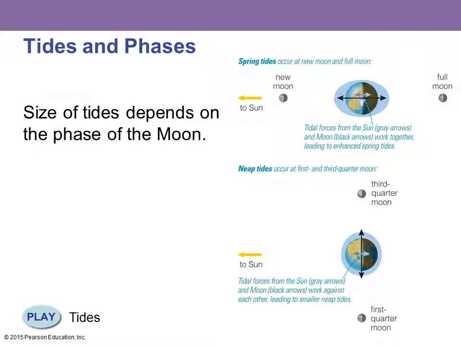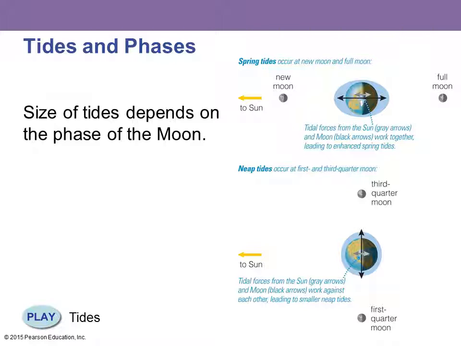Now, the same is going to be true in the bottom picture. Those are called neap tides. Neap tides occur at first and third quarter phases. We know our phases now, right? So first and third quarter, or first and waning quarter, whatever you want to call it, last quarter, those are 2 phases where the sun and the moon are at right angles to each other.